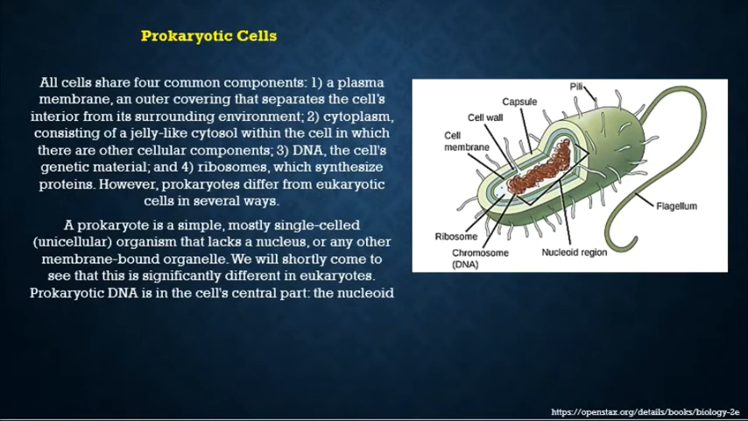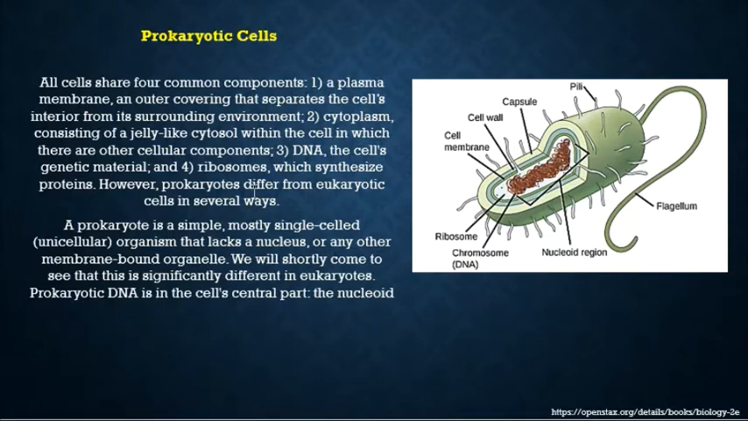Now, basically, if you classify cells, there are two types of cells, prokaryotes and eukaryotes. This is a typical example of a prokaryotic cell structure. Now, both prokaryotes and eukaryotes share four common components: a plasma membrane, which is the outer covering, cytoplasm, a jelly-like fluid within the cell, DNA, the cell's genetic material, and ribosomes to synthesize proteins. We would look at every one of these aspects later on.